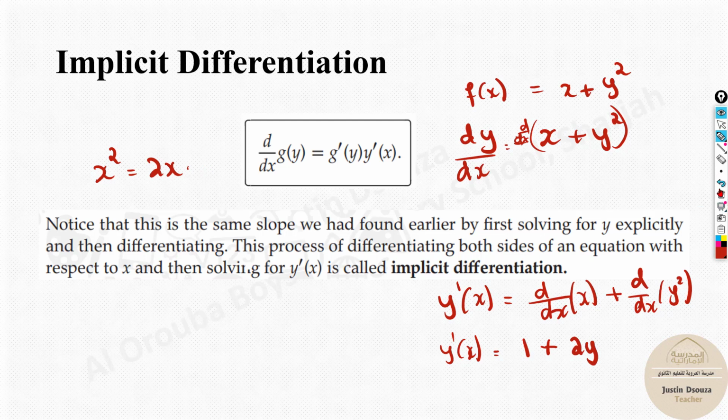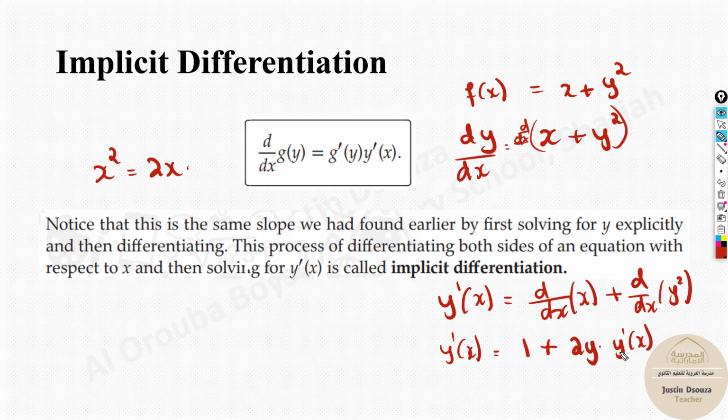It's just 2x, right? But here, since it is not x, it's y, after writing this, we write y dash of x again. So you can see when we differentiate both sides of the equation, we are getting y dash. Such terms are called implicit differentiation.